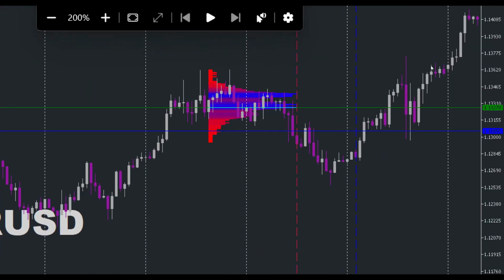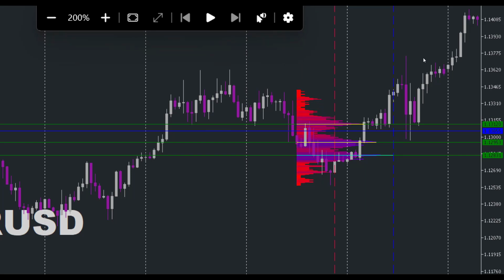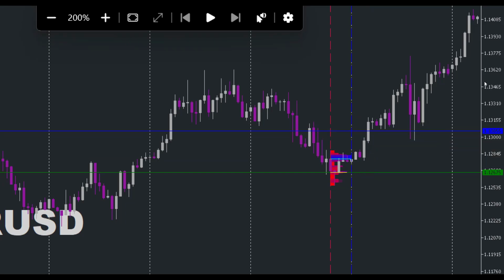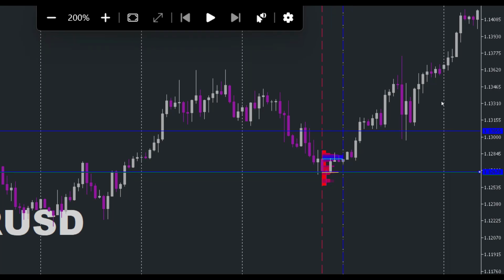Right, okay, we continue moving with the price. We've got this rejection at the bottom there. We've got that rejection, so we're going to place a buy there. So we're on 6 profit, 6 loss.